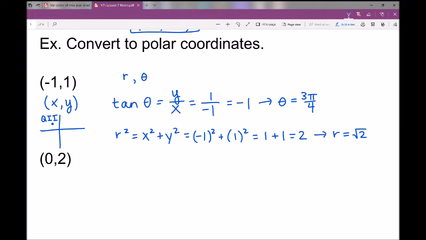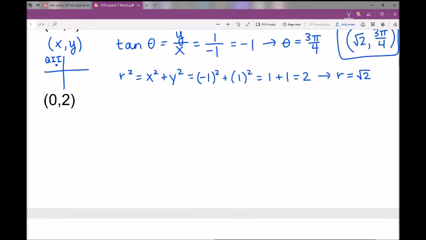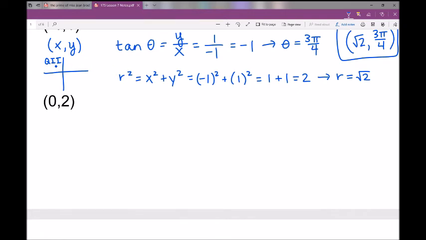So the very last thing to do is just to write our answer as an ordered pair, which in this case will be the square root of 2, comma 3 pi over 4. So that is the point -1, 1 converted to polar coordinates. All right, we'll try one more example of this. This is the point 0, comma 2.